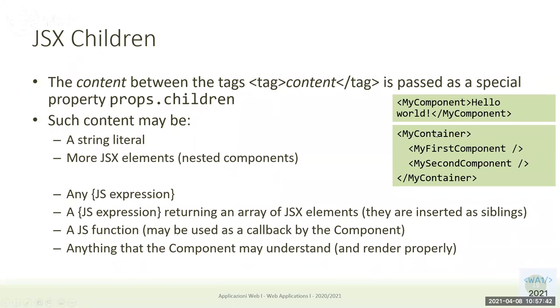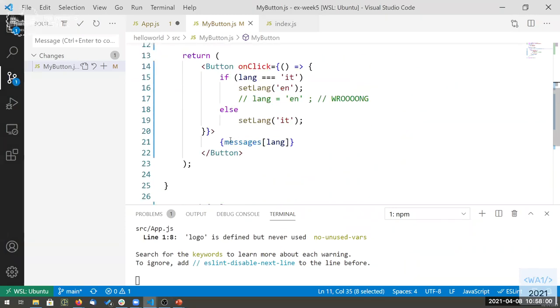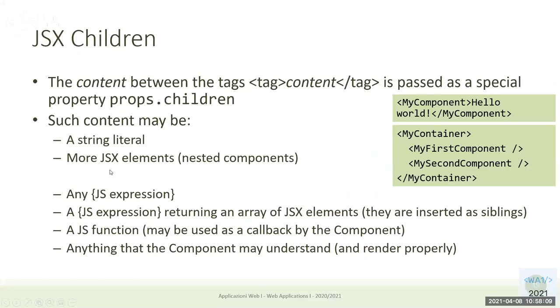Anything inside the tags is a list of children that will be rendered. These children may be strings, normal text, for example, like we had here. We have text, a normal string, as the content of the children of the button element. It may be other JSX elements, so we are nesting components. We may have any expression that will return a string or an element. Or, interesting, we may have an expression returning an array of elements.